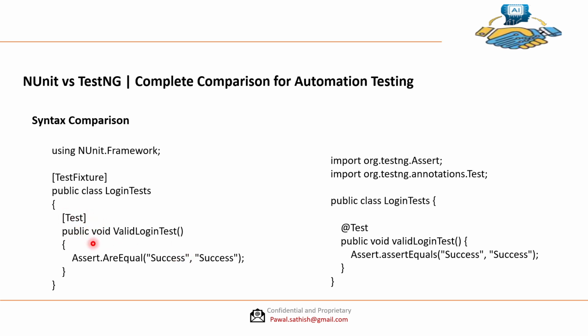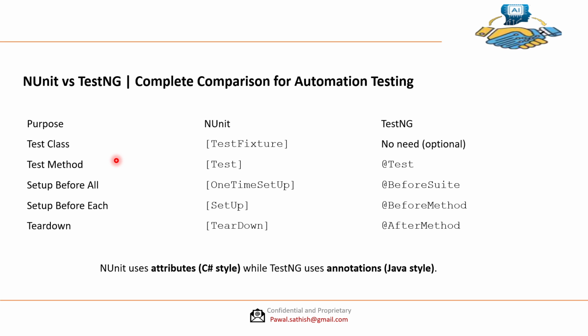The method syntax is the same. TestFixture is used for the class level here, but in TestNG it is optional, not mandatory. In TestNG we need to import testng.Assert and testng.annotations. Here we need to use the NUnit framework. We can quickly compare the different methods, like the test method: here we are using the Test attribute, whereas here we are using the @Test annotation.